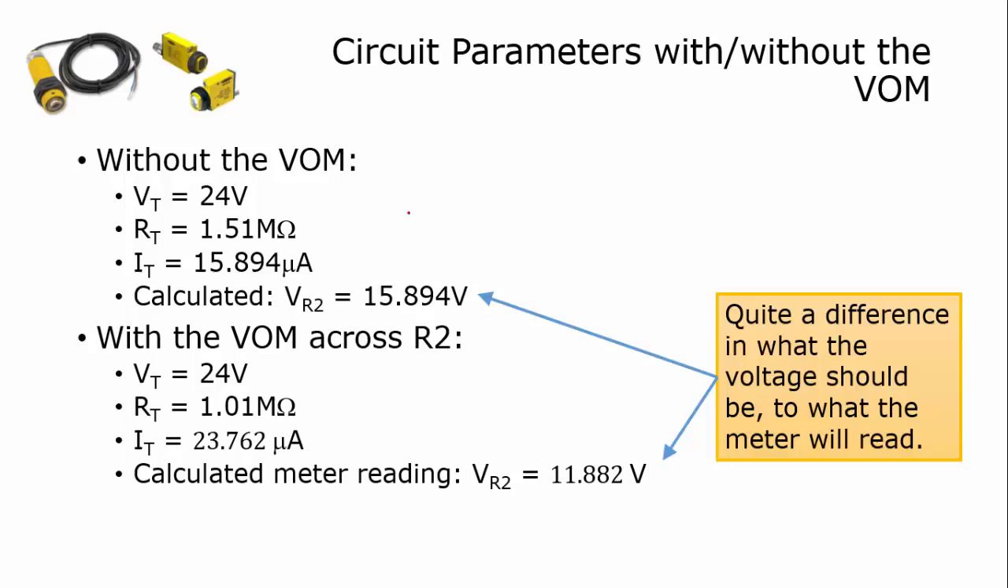So you can easily see that without the VOM, I should have been measuring 15.894 volts. But with the VOM, I'm measuring 11.882 volts. That's quite a difference in voltage measurement. The effect this meter had was fairly large. This meter had an effect of almost 4 volts on what the circuit is actually supposed to be reading.